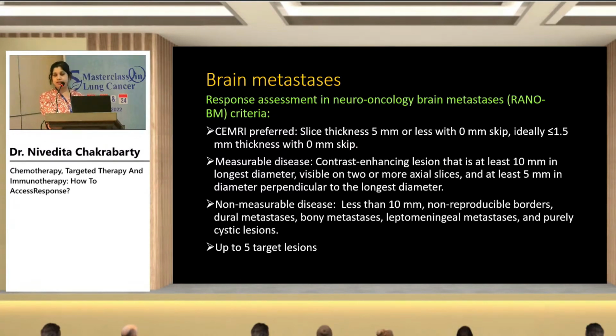And non-measurable is any other lesion which is not fitting into the measurable disease criteria, where borders you cannot reproduce, fuzzy borders, dural metastasis, bony metastasis, leptomeningeal disease, or purely cystic non-enhancing lesion. They all are to be considered as non-measurable. And unlike RECIST 1.1, which allows only 2 lesions per organ to be mentioned as a target, in RANO-BM criteria, for brain, 5 target lesions can be mentioned.